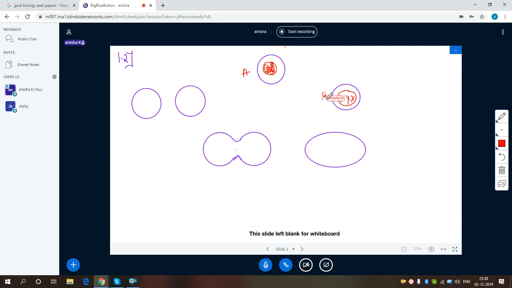A. B. B shows you a number of chromosomes. See, what is happening is it's actually dividing like this. Have you studied the process of mitosis earlier? Have you done it in school?